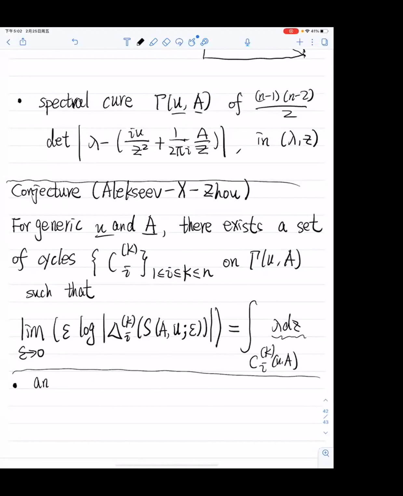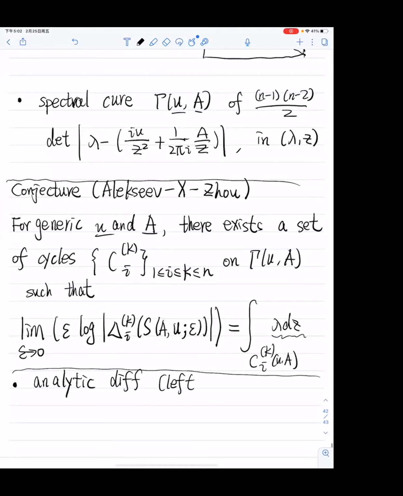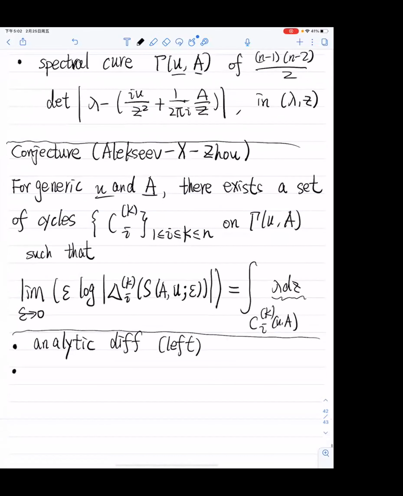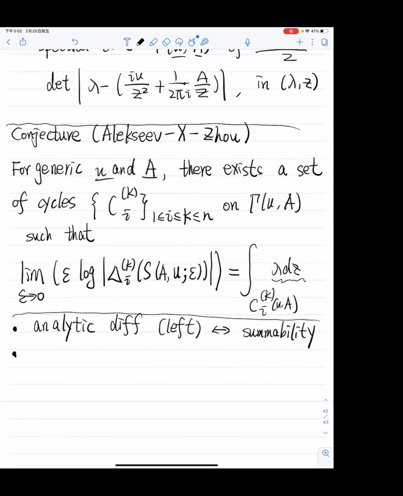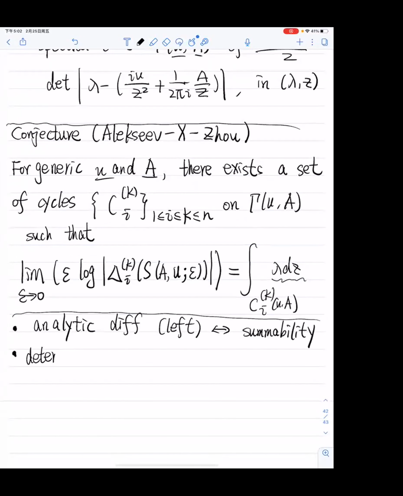But in general, to understand the left-hand side, you will encounter some analytic difficulty. So this is the left-hand side. I'm not sure people understand this very well now. And in the meanwhile, this is more or less corresponding to the summability in the exact WKB business. And on the right-hand side, you also have some difficulty. The difficulty comes from the determination: how to choose the right cycles, if they exist.